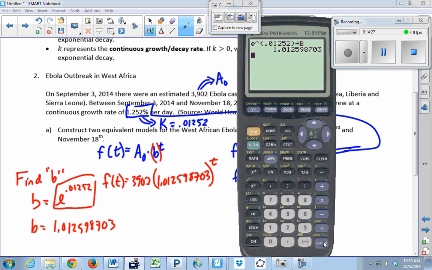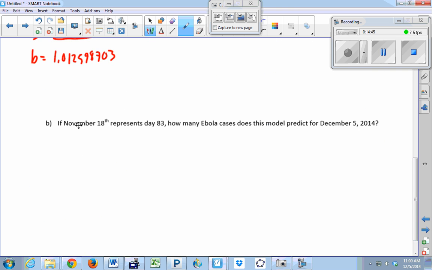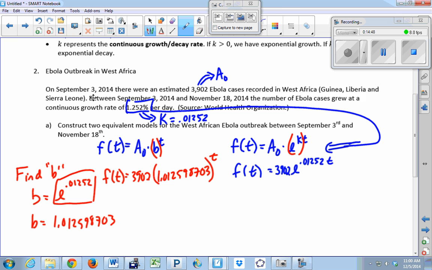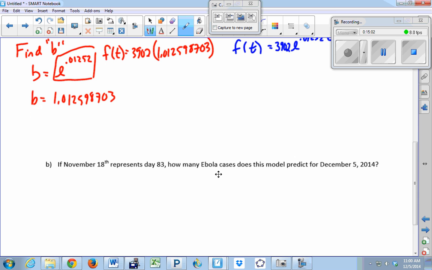So now whenever I want to use this model to find a particular value for a particular time, I just use the letter B, just like it is in here. So let's take a look. I decided let's be current, and we know that this model is for the dates September 3rd to November 18th. That was the last date that the Ebola cases were counted in West Africa. So if that represented the 83rd day, and we wanted to know how many Ebola cases would be predicted using either one of these models, let's take a look.